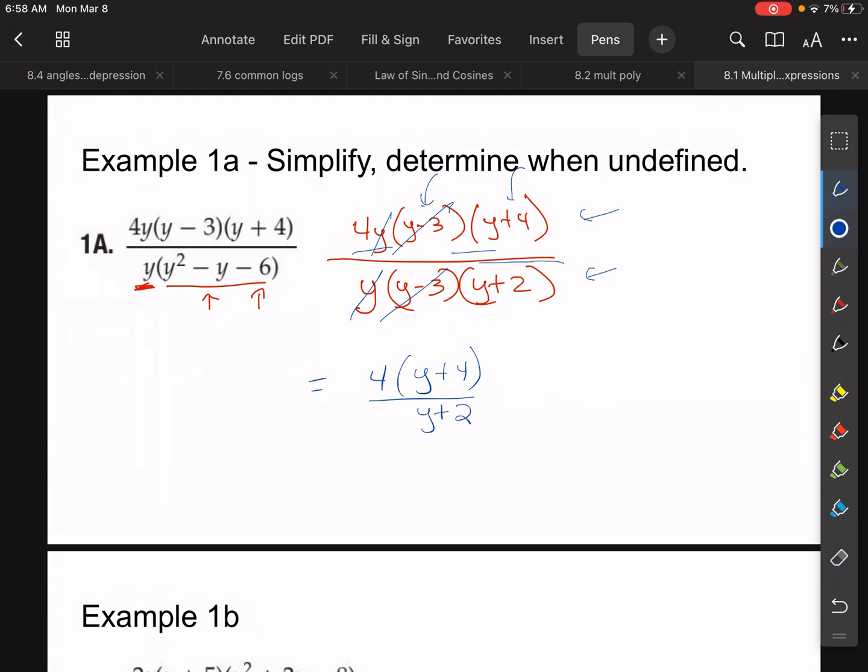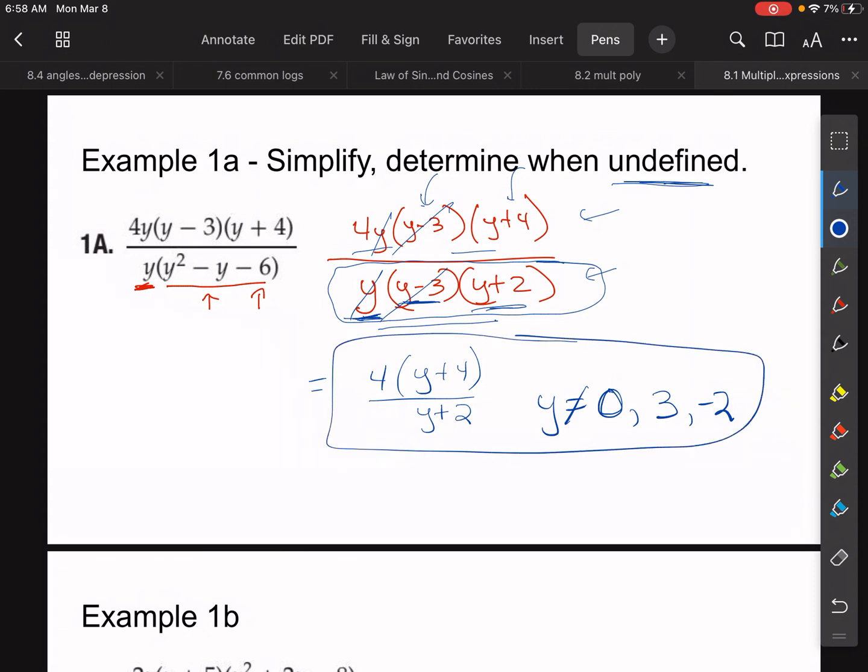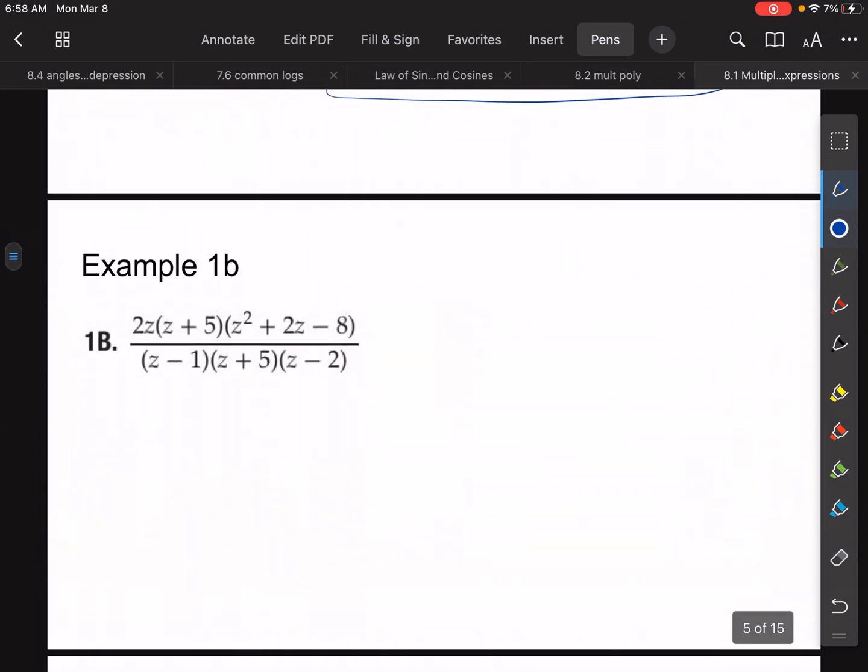But I have to consider what would have made my original go to 0 when I say, what makes this undefined. So I'm going to say where y cannot equal, so if I put a 0 here, that would turn this whole thing into 0. So y can't equal 0. And then, so that's that factor. And then this factor, y could not equal 3. And in this factor, y could not equal -2. It's whatever makes each of those pieces go to 0, we cannot include in our answer, because then it becomes undefined.